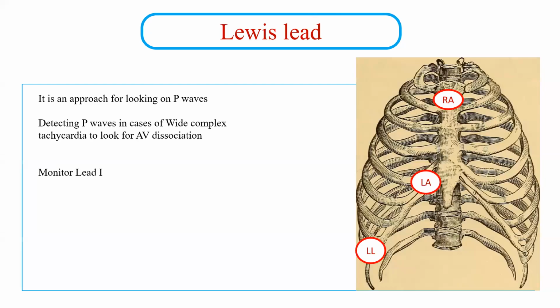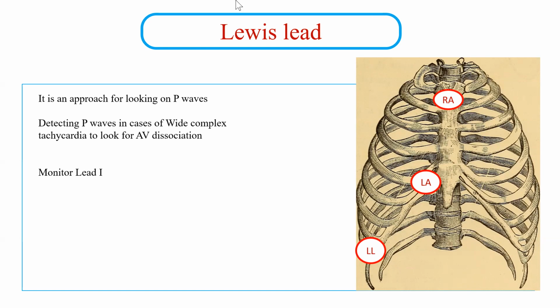In this video, we'll talk about Lewis lead placement. The Lewis lead was actually invented by Sir Lewis, who was a doctor. The objective of the Lewis lead is to enhance P wave amplitude for better identification of the atrial excitation. In cases of atrial fibrillation or flutter, you can see the P wave itself.